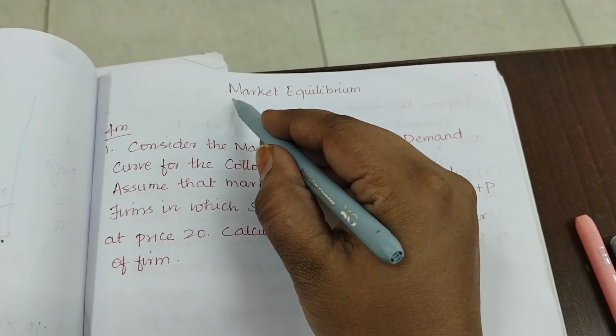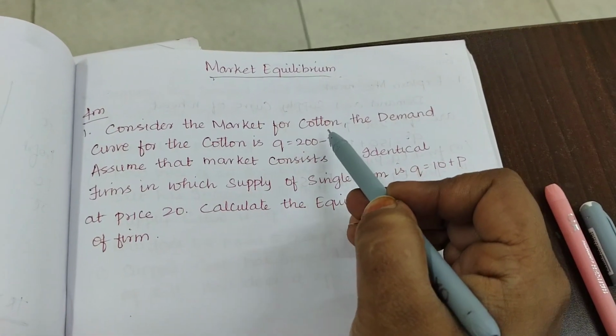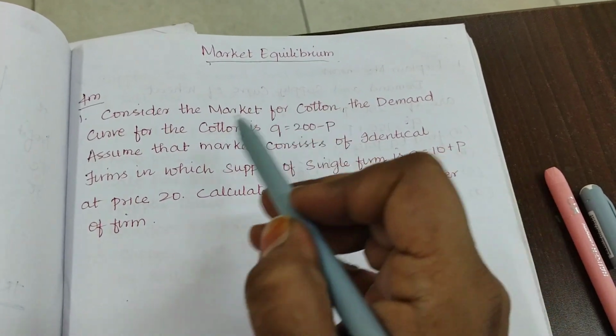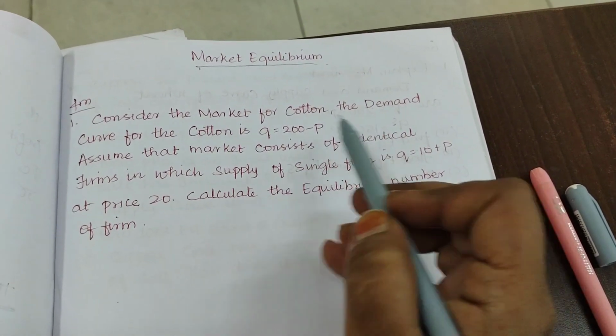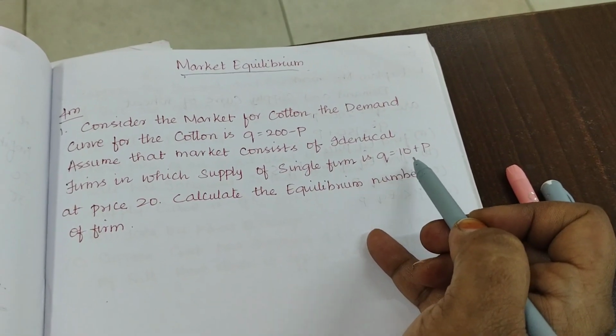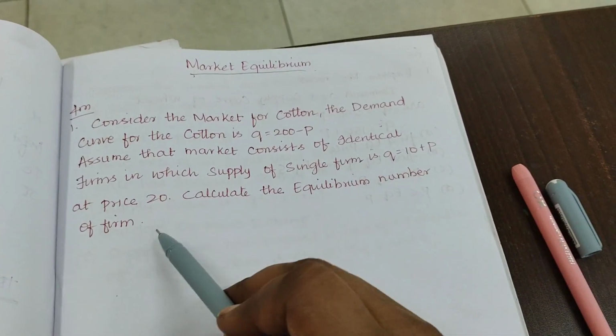Today we will be discussing all the practical questions of market equilibrium. Consider the market for cotton. The demand curve for cotton is Q = 200 - P. Assume that the market consists of identical firms, in which the supply of a single firm is given as Q = 10 + P. The equilibrium price is 20 rupees. Calculate the equilibrium number of firms.